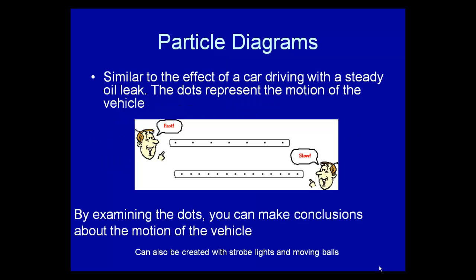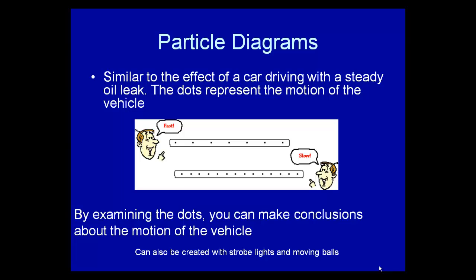Now, there's a couple different ways we can do this. First of all, we have something called a particle diagram. And probably the easiest way to think about it is if you had a car driving down the street with an oil leak, and it's going to leak oil on a regular interval. So the dots can be used to represent the motion of the vehicle. So if you look at the dots, you can then make conclusions about the motion of the vehicle. So this is one of the easiest ways to look at motion.